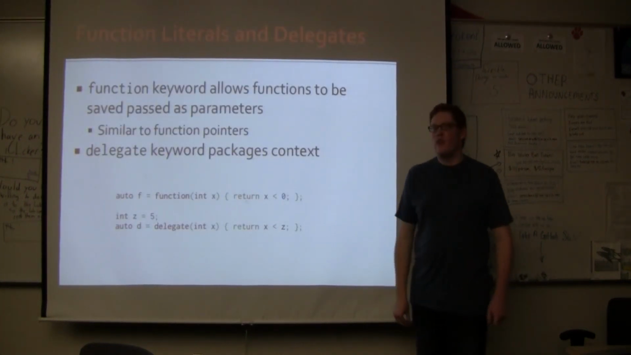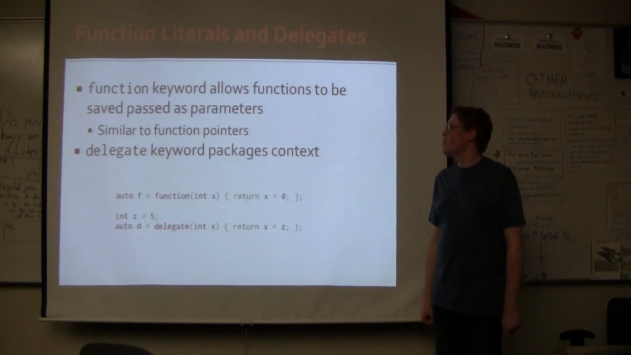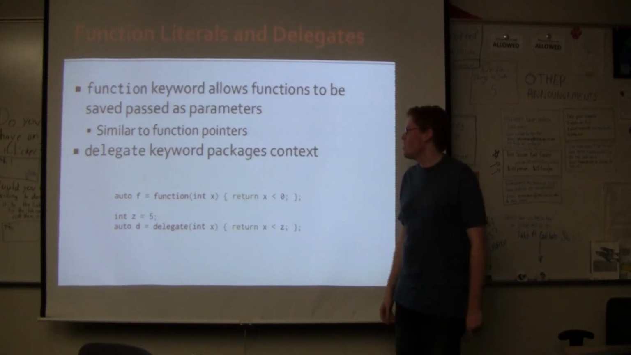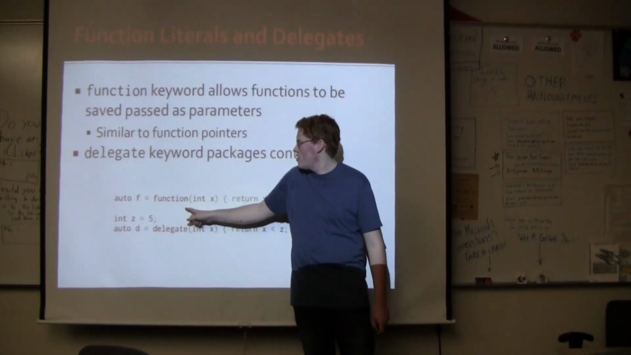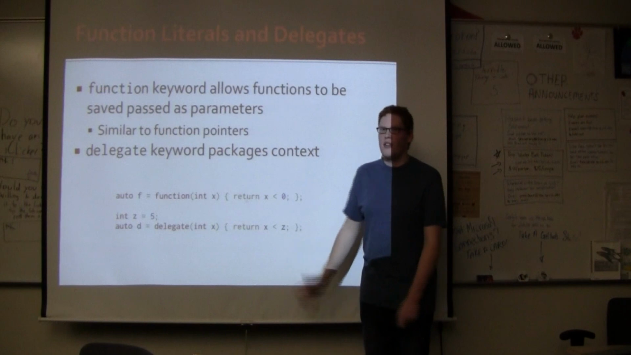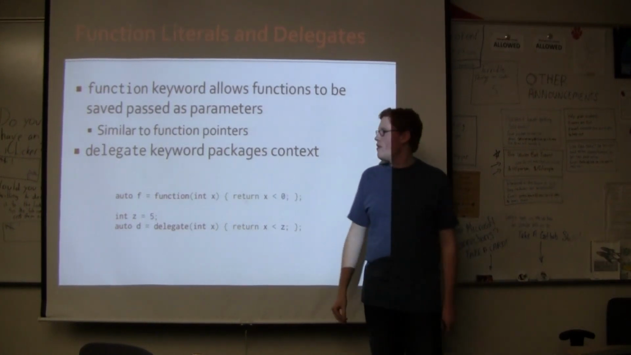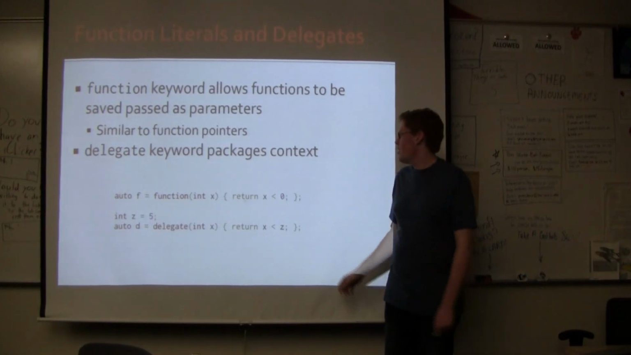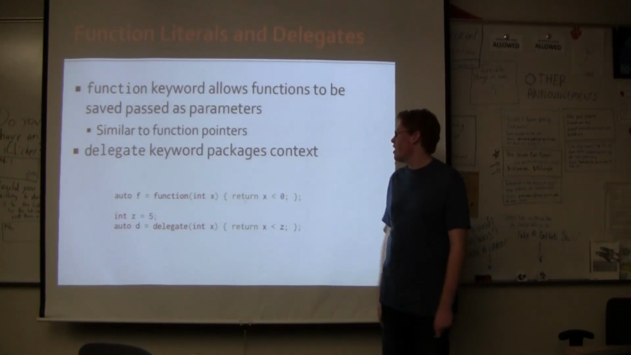D also has function literals and delegates. So function literals are like function pointers. They're pretty simple. You can see one here where you can say, if you call your method function, and you can put anything in that and assign it into a variable. And then you can call the function later by calling f and some variable. So in here you see it would check if it's less than 0.